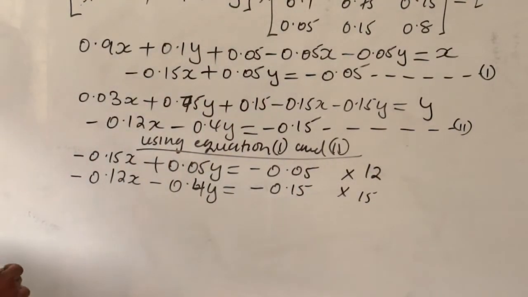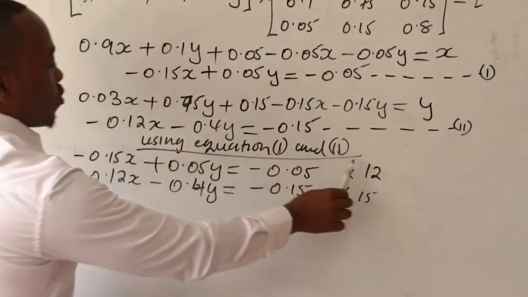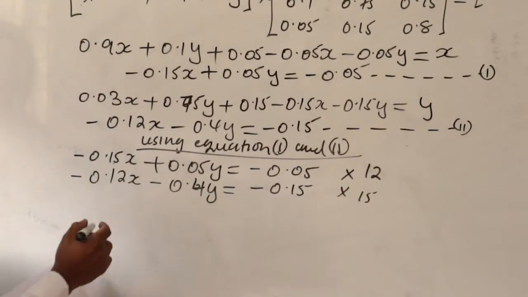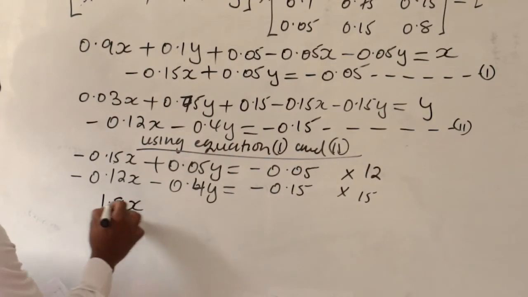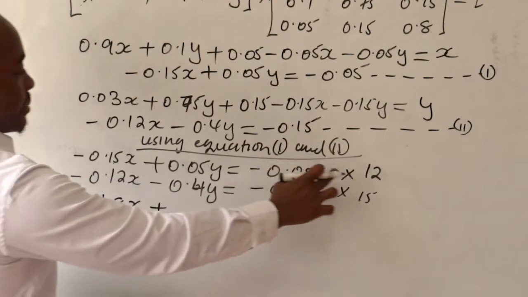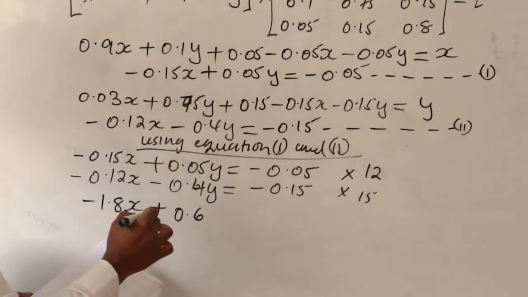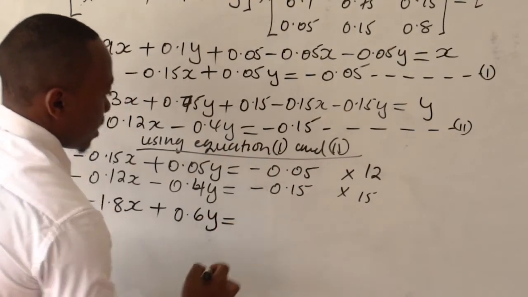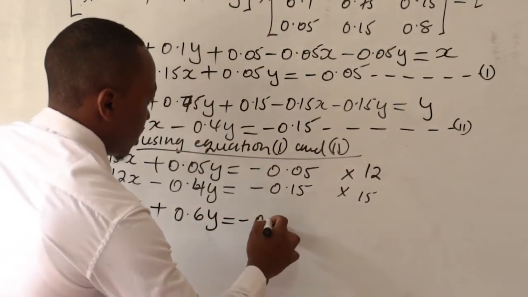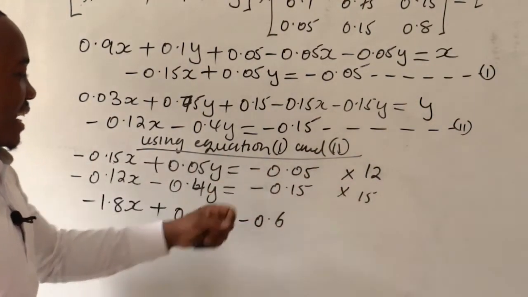By 15. So what do we have there? Like the first one, you take negative 0.15, you multiply by 12. So what do we have there? We'll have negative 1.8x plus 0.05 times 12, you'll have 0.6y is equal to negative 0.6. This one you are taking 0.05 times 12, which is a negative.